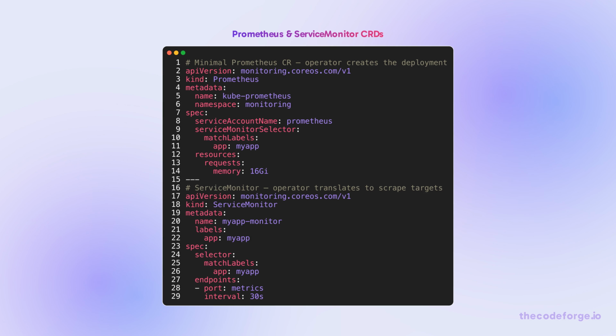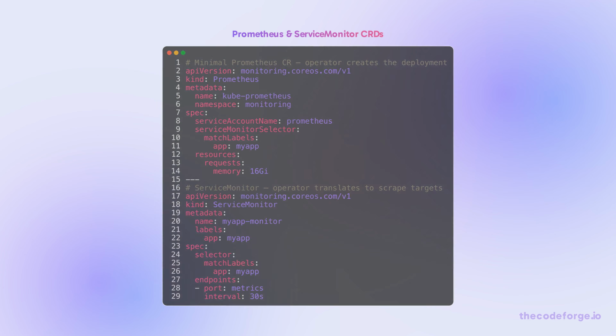Here's a minimal Prometheus CR and a ServiceMonitor. The Prometheus CR specifies resource limits and a label selector for ServiceMonitors. The ServiceMonitor selects services with matching labels and defines the scrape endpoint.